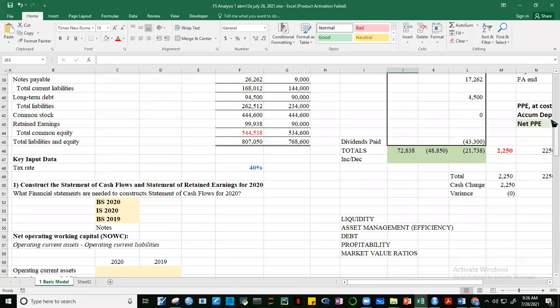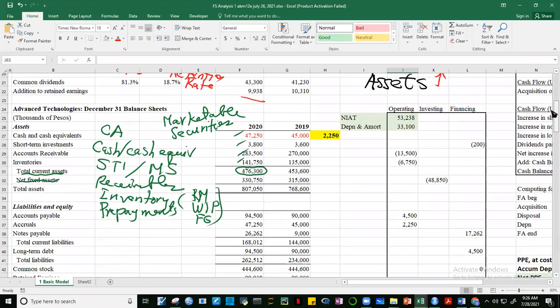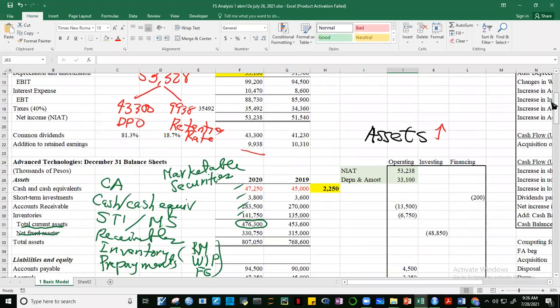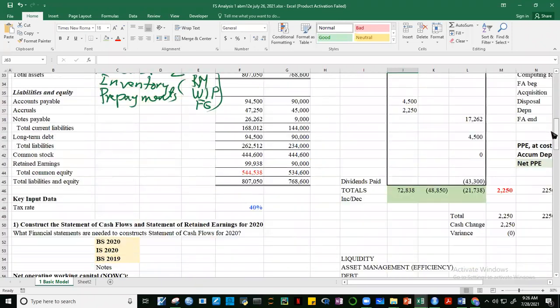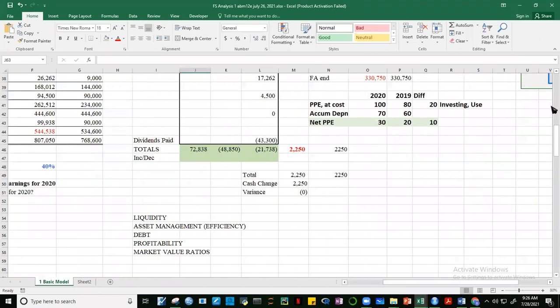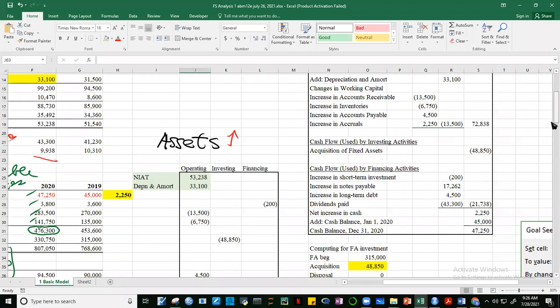So last time, let's have a quick review of what we did. We constructed the statement of cash flows for advanced technologies. We said that what we need are the balance sheet and income statement for the current year, and then the income statement and balance sheet for the previous year. If we have those financial statements, then we can readily prepare the cash flow statement.